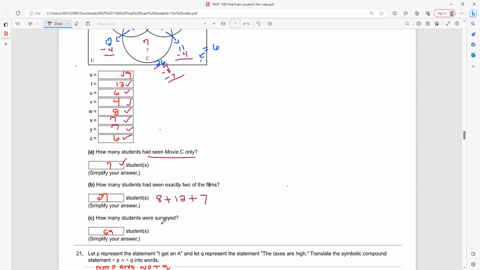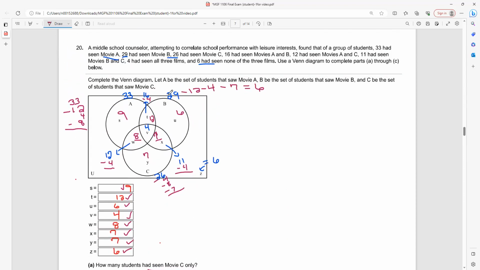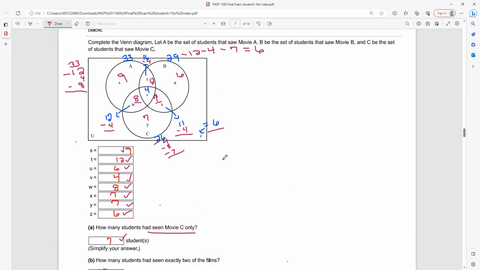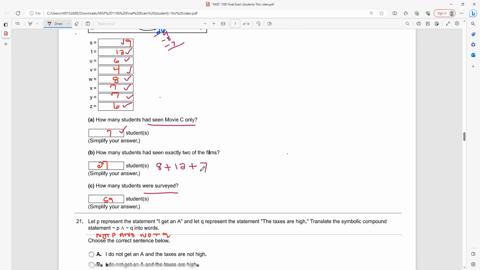How many students were surveyed in all? We would add all of these numbers together in our Venn diagram. That should include even the students that did not see any of the movies. So we're just adding up all of the numbers in our Venn diagram: 6 plus 7, plus 8, plus 7, plus 4, plus 6, plus 12. We have 6, 12, and then 9. Okay, and that'll give us our total, 59.